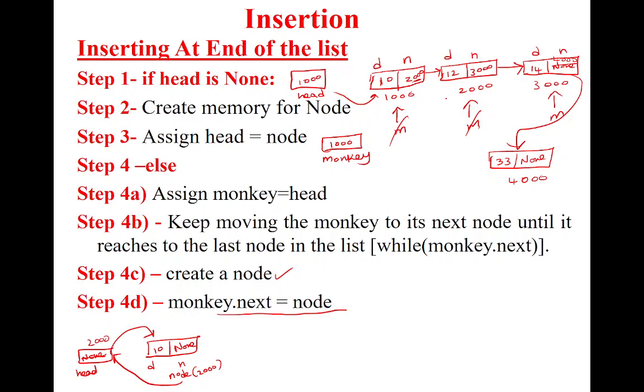So if we want to insert at last, we have to check whether the list is empty. If it is empty, very simple, we can create the node and assign the newly created node into the head part. If it is not empty, what do we have to do? We have to use the monkey. Monkey will go up to the last node. When it reaches the last node, we have to create the new node and change the monkey of next of this place into the newly created node. So the link will be created.